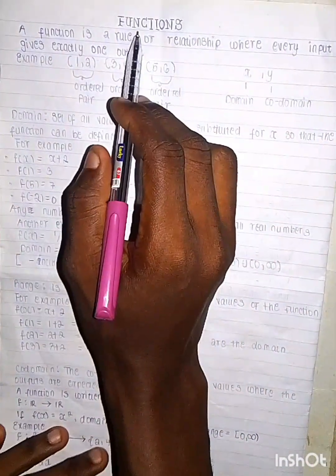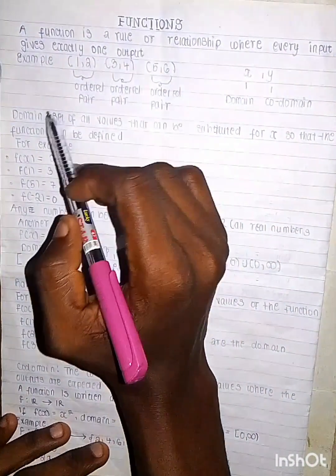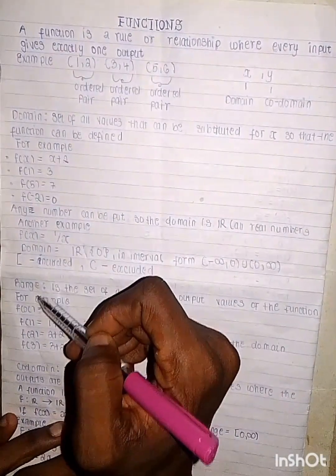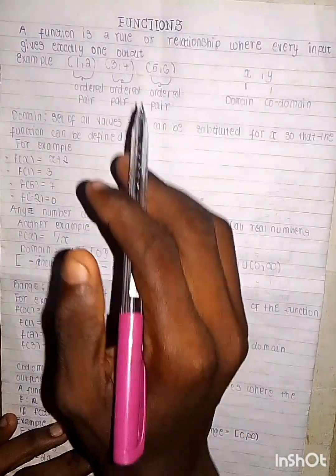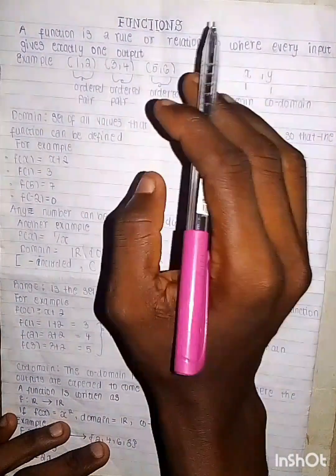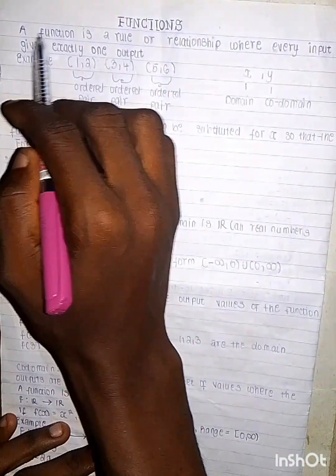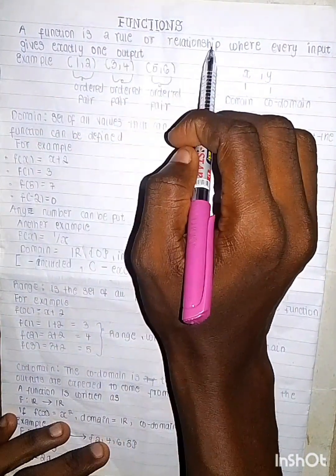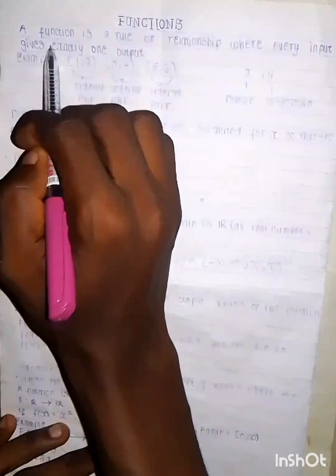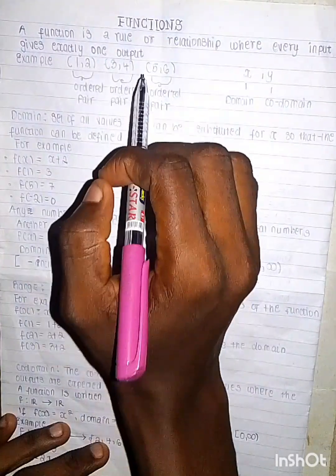In this video I'm going to be explaining the meaning of function, the meaning of domain, the meaning of range, and the meaning of codomain. I'm going to give an example for each one of them. Now we have here that a function is a rule or relationship where every input gives exactly one output.